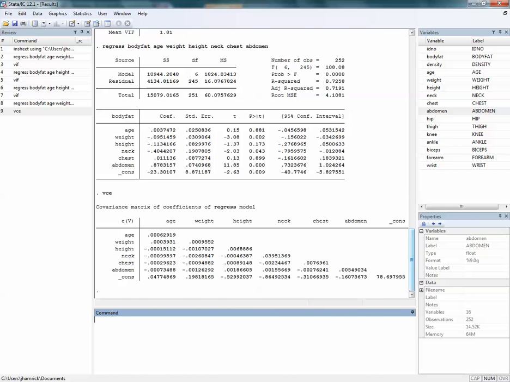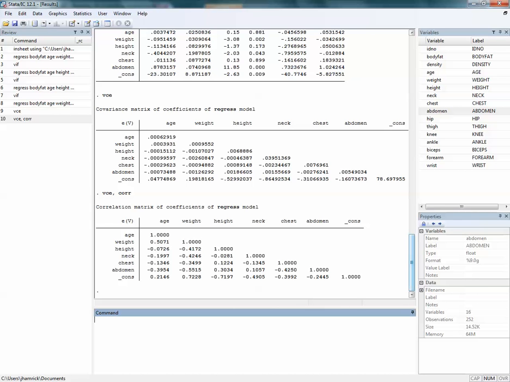The problem, of course, with the variance-covariance matrix is that it is not scale-free. It is not invariant with respect to changes of location and scale. So we'd rather work with a correlation matrix instead. The way we do that is we put the core option after VCE, and now we're looking at a correlation matrix instead. That's a little bit easier for us to understand. So what we see, for example, is that the coefficients for weight and age are surprisingly positively correlated, whereas neck and weight are surprisingly negatively correlated. If we look further, we see that abdomen and weight are negatively correlated as well.